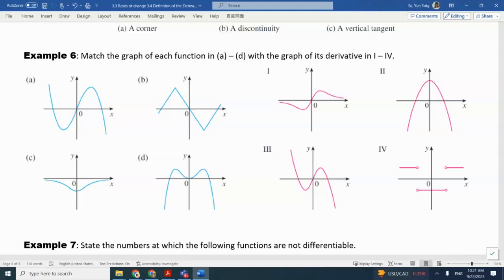Very good. This point is 0, so we know the derivative point is 0. And this point is 0, then we know the derivative is also 0. This means negative, so it's going to be positive. Which picture looks like that?